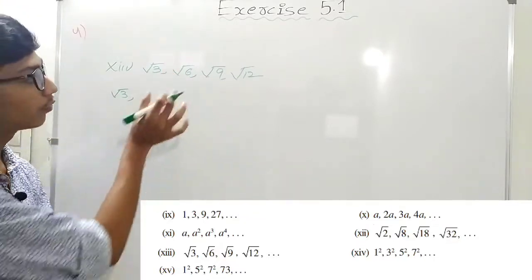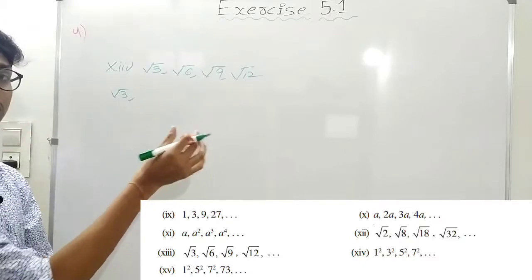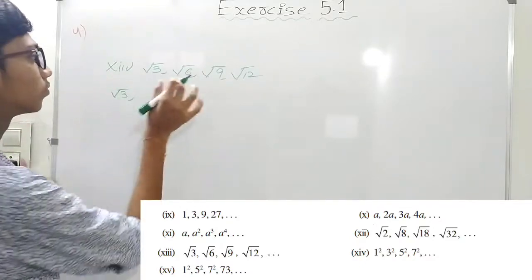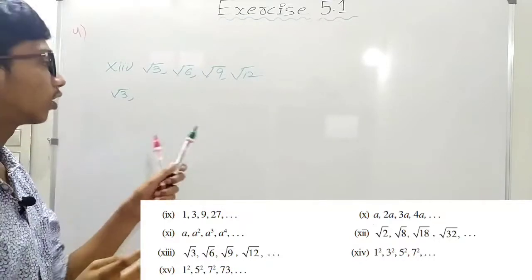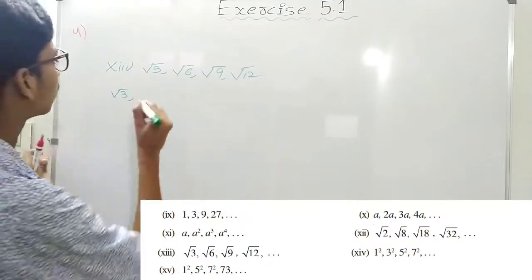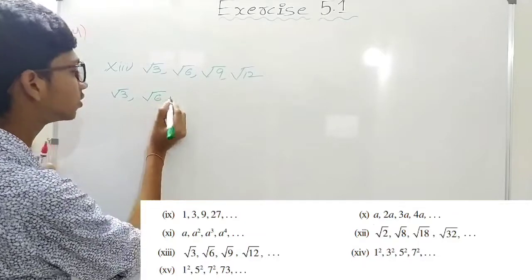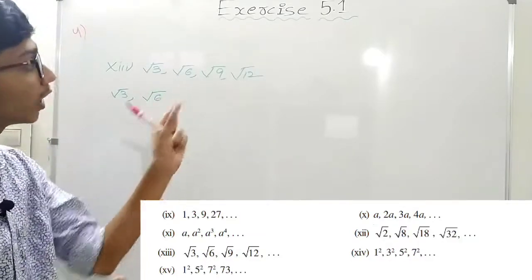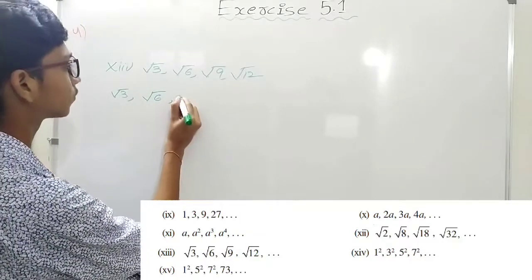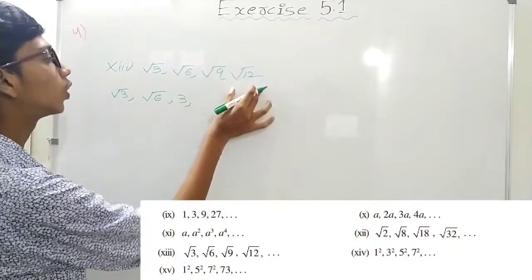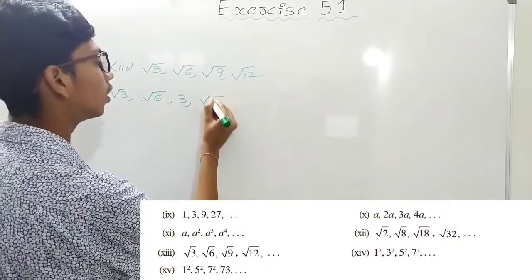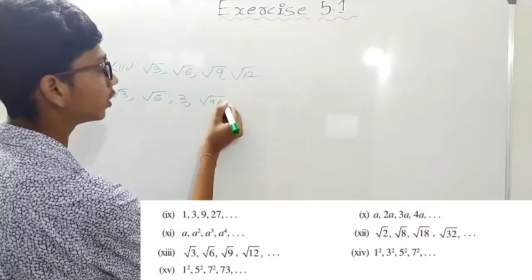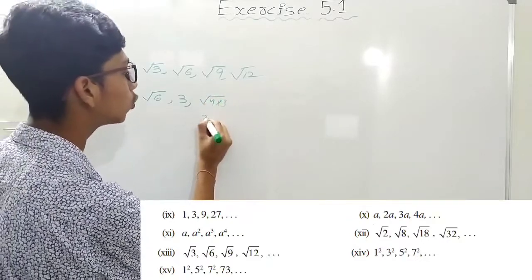And if we take 2 multiple, 2 into 3, we'll get 2 root 3. Okay, not 2 root 3, under root 2 into 3. So let's write it as root 6 only. And root 9 is 3, and root 12 is what? Let's write it as 4 into 3, and we will get 2 root 3.